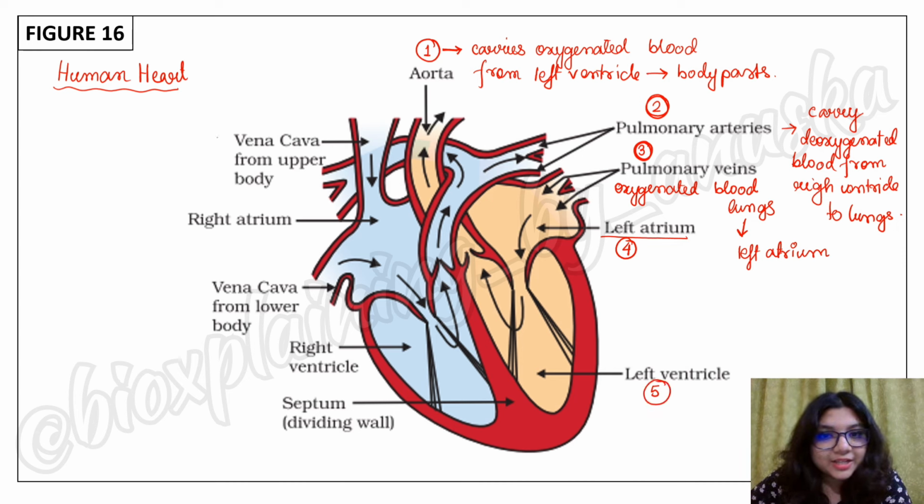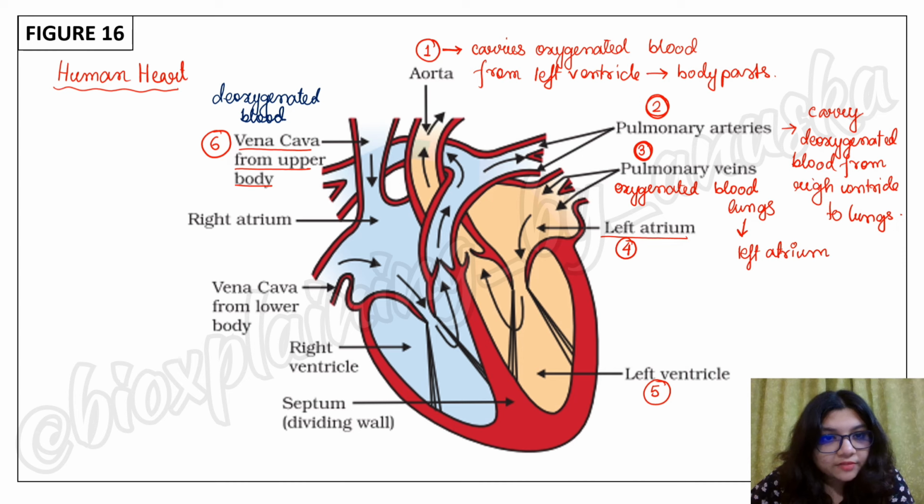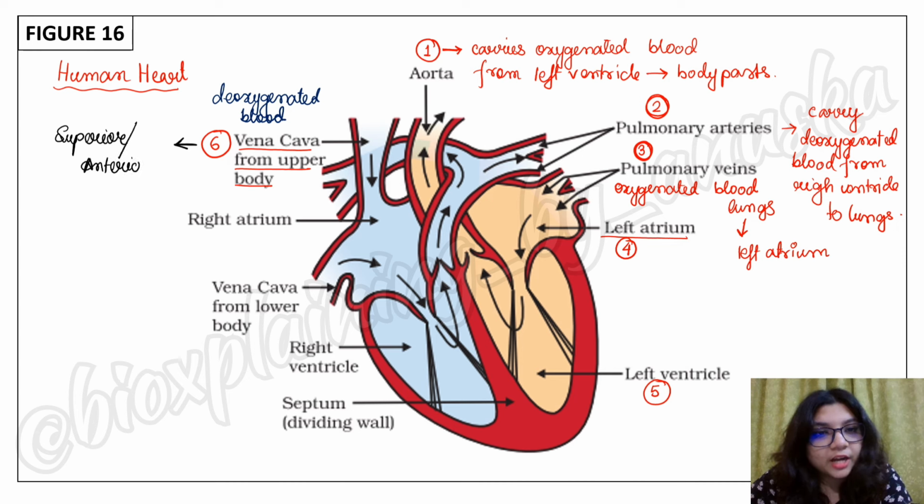Then we have part 6. Part 6, you see, look at the arrow. See, the blood is entering from the upper side. So this is the vena cava from the upper body part. What is its role? It will be carrying deoxygenated blood from the upper parts of the body. So this vena cava is specifically known to be the superior vena cava. Superior or anterior vena cava. Okay, vena cava rather, sorry.